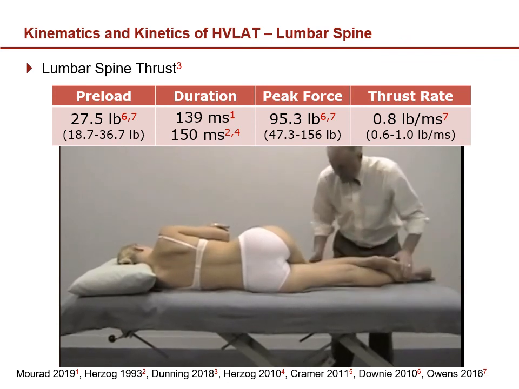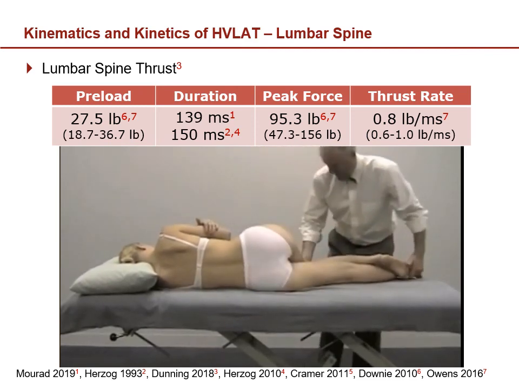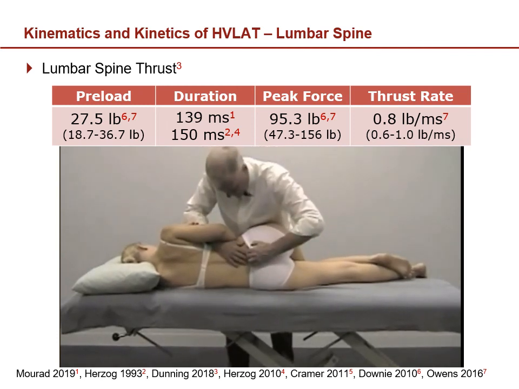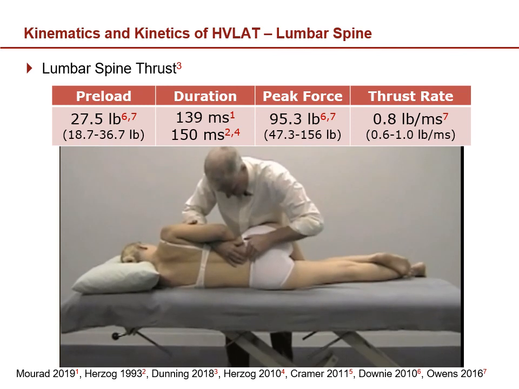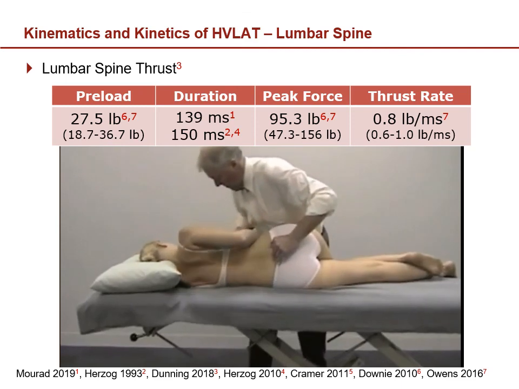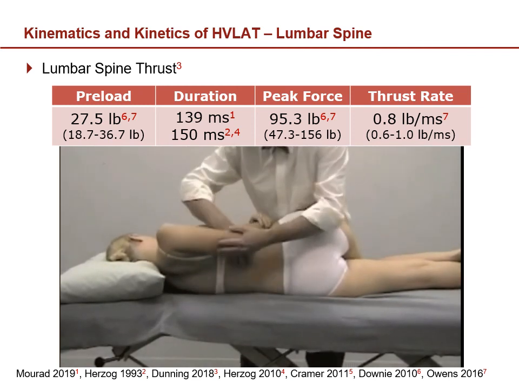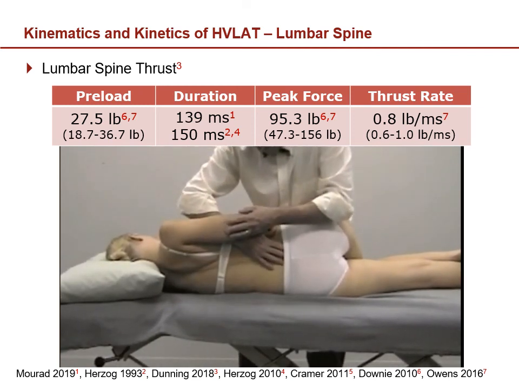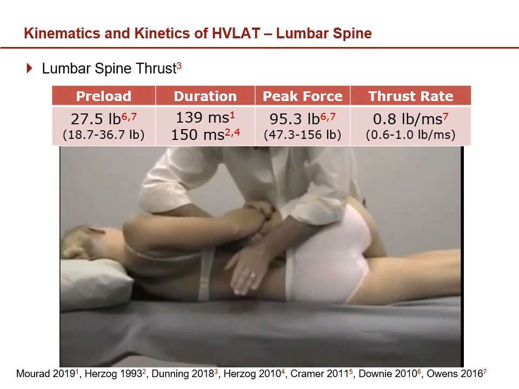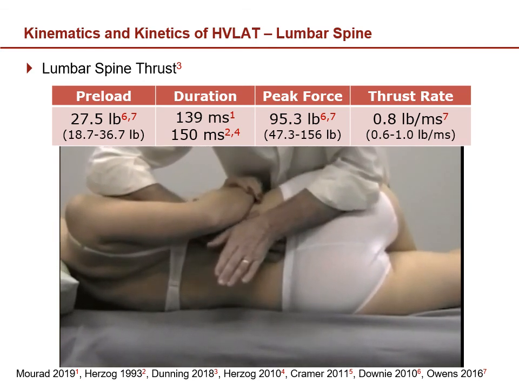Okay, and then when we're talking about preload, duration, peak force, and thrust rate, we can see about 27 pounds of preload, slightly more than that of the thoracic spine and well over that of the peak force that we saw in the cervical spine. Duration of thrust is comparable to what we saw previously, with 139 to 150 milliseconds. Peak force is less than that applied within the thoracic spine, but you can see that the range here is quite variable, from anywhere from 47 to 153 pounds of force. And then the amount of pounds per millisecond are shown there.